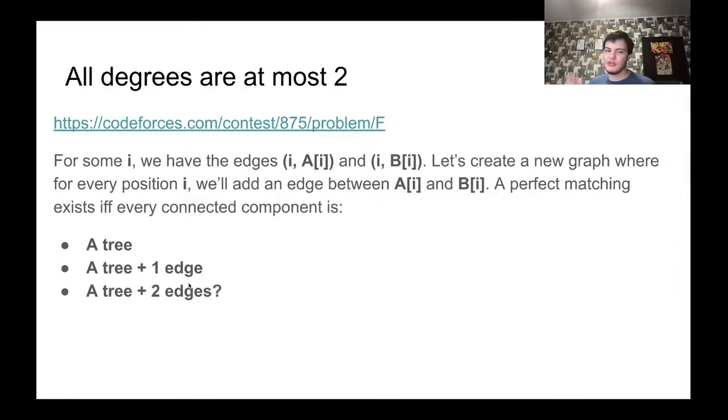And then what about a tree plus two edges? Well, this actually means that we have two cycles, which maybe can be connected, but if they're connected, then after we choose the direction on the main cycle, we won't be able to match the last edge. And if the two cycles are disjoint, then we basically have the same problem. It turns out that if we have a tree with two cycles, then there is no way to match everything.